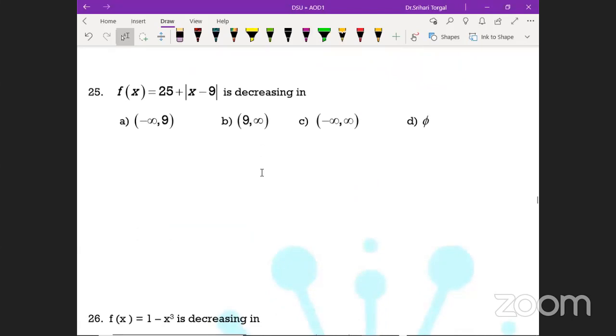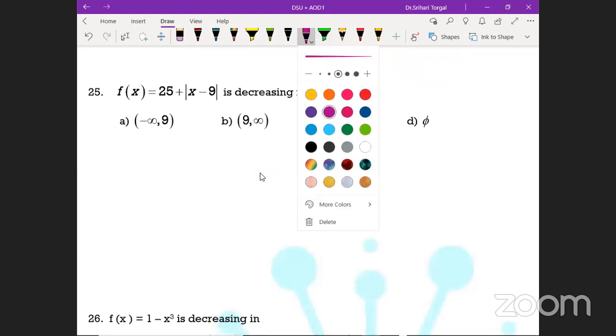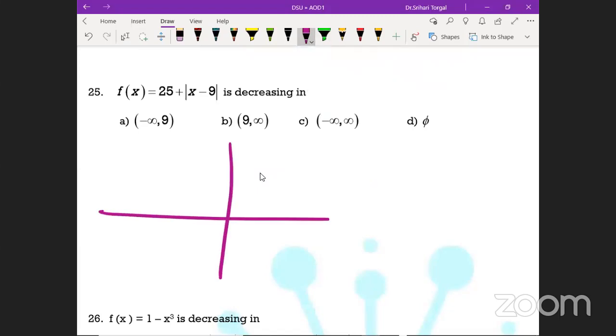Question number 25. f of x is equal to 25 plus mod x minus 9 is decreasing in. I have taken a similar kind of problem. How much do I have to substitute here? 9, right? If you have a positive sign here, then this will be facing upwards. This is decreasing, right? Decreasing.